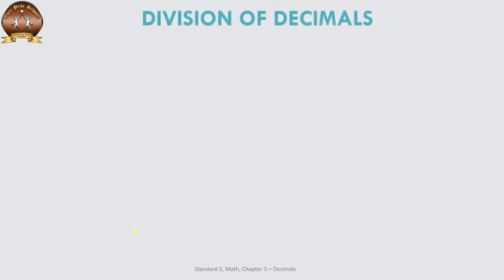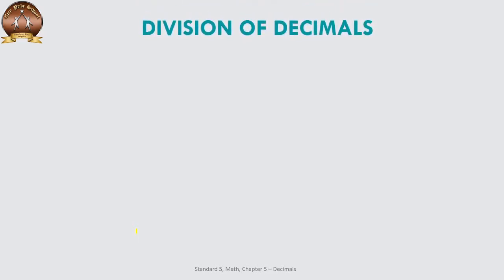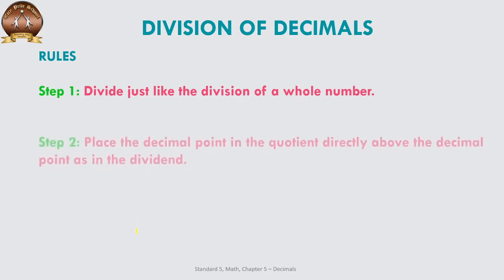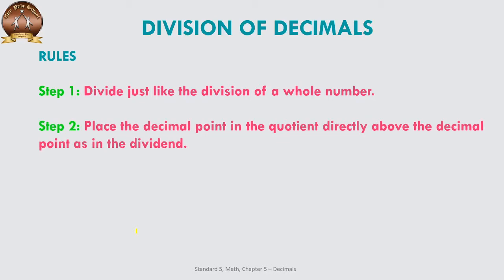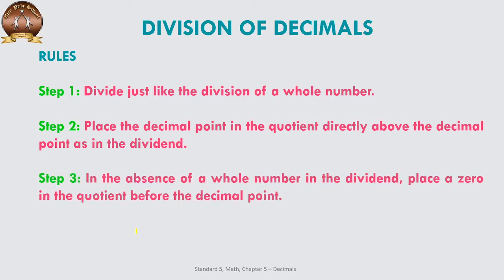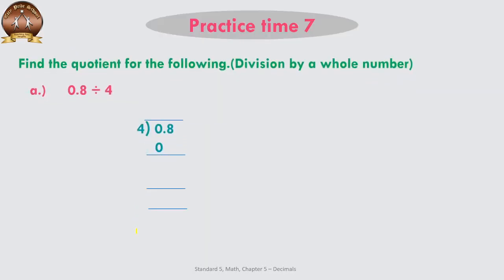Let us see the next topic, that is division of decimals. Now the division of decimals has certain rules that we have to follow. Divide just like the division of a whole number. Place the decimal point in the quotient directly above the decimal point in the dividend. In the absence of a whole number in the dividend, place a 0 in the quotient before the decimal point. Now these steps will be more clear when we see the questions.